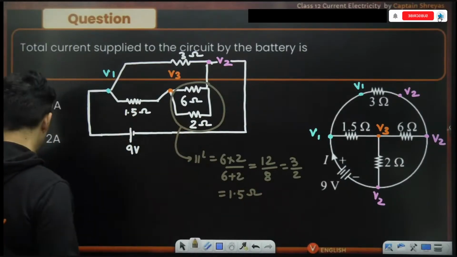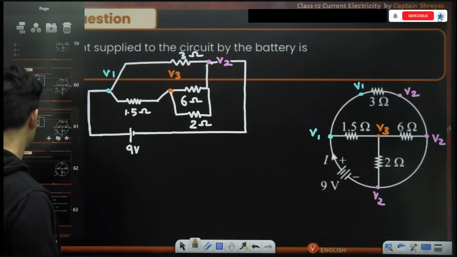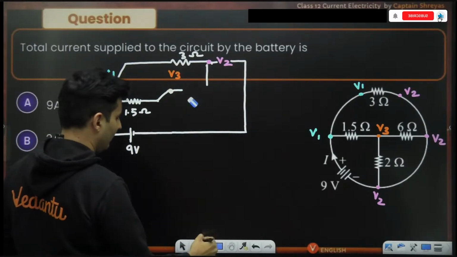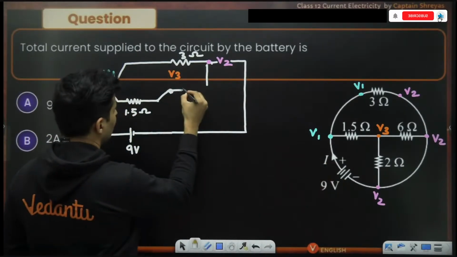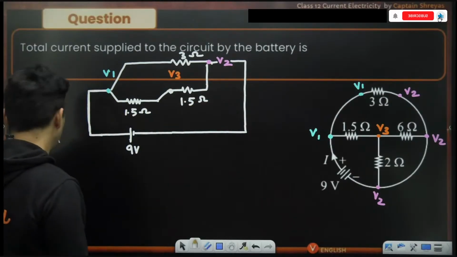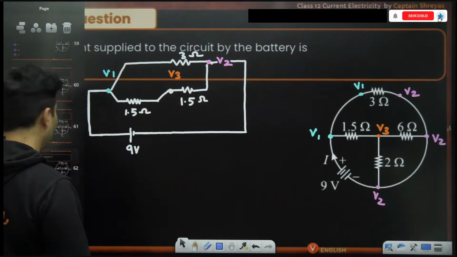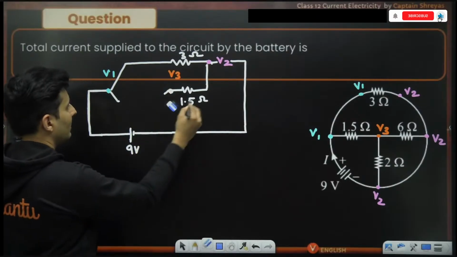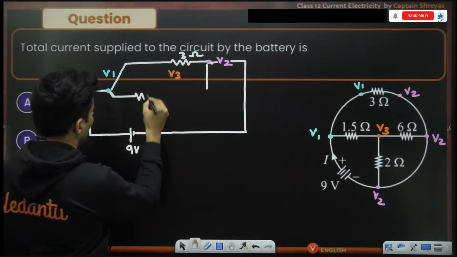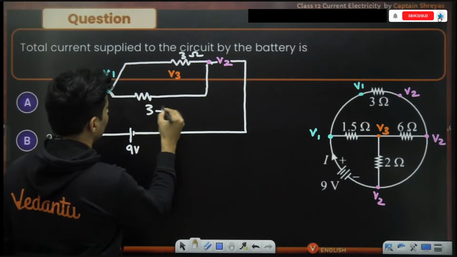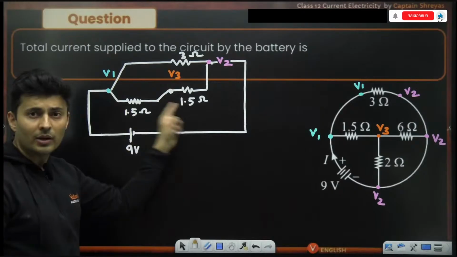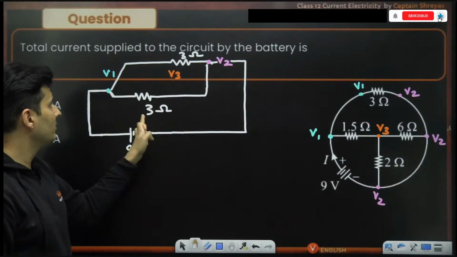Now this is 1.5 ohms and this is also 1.5 ohms. They both are in series. So I can replace that with a single resistor of 3 ohms. Is that okay? I can replace these two 1.5 ohms with a single resistance of 3 ohms.